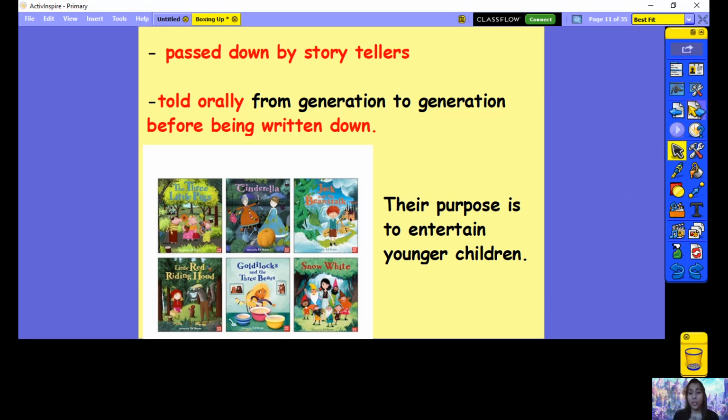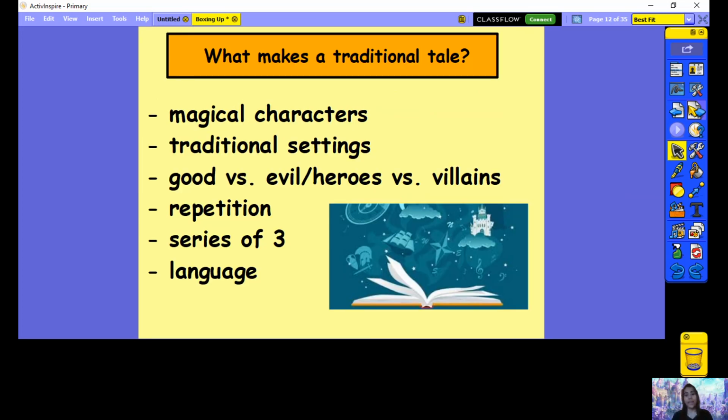So we're learning about what makes a good traditional tale. If this seems a little bit babyish for you, that's why. So let's get into it. What makes a traditional tale?